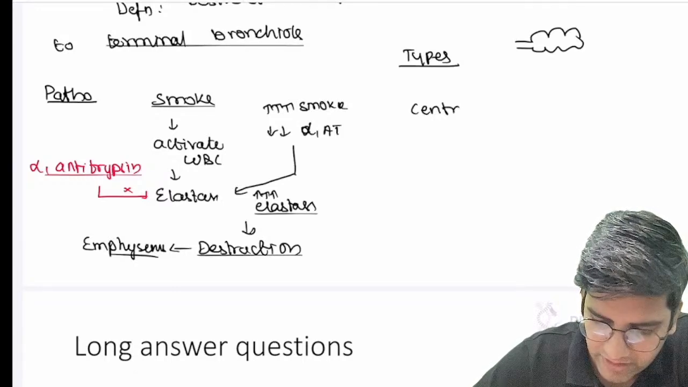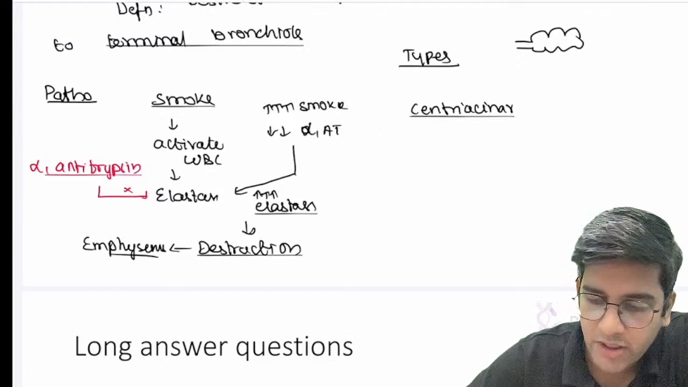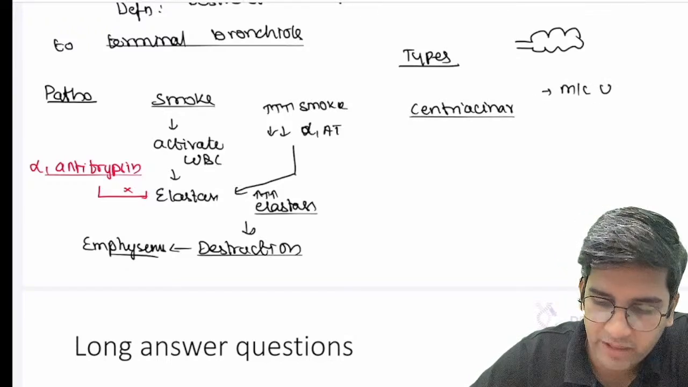One, I have centri-acinar emphysema. The central part of the acini will be damaged. It's most common in the upper lobes of lung.